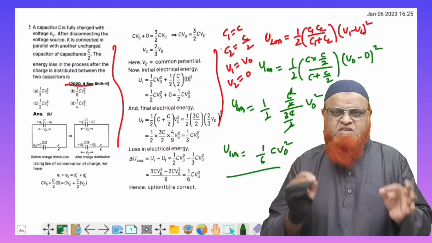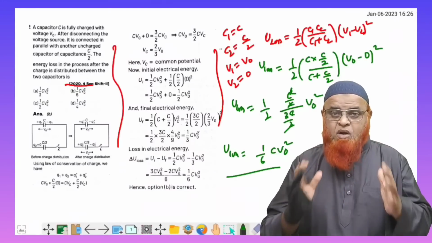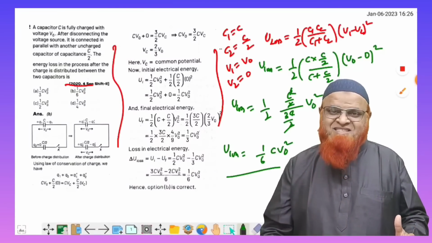That's it. By using this formula, you can solve this problem and avoid this lengthy approach. Save a lot of time in JEE Mains. Thank you very much. Have a nice day.